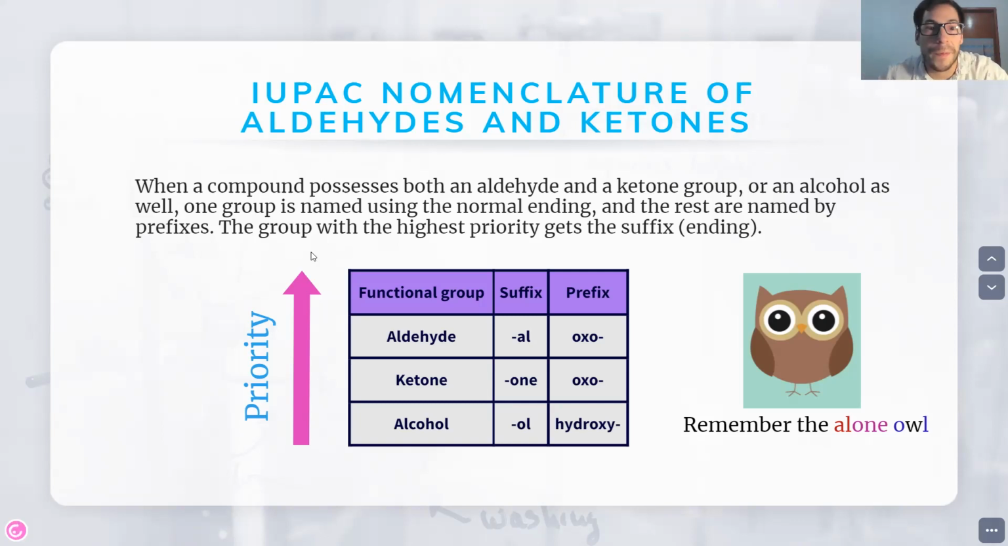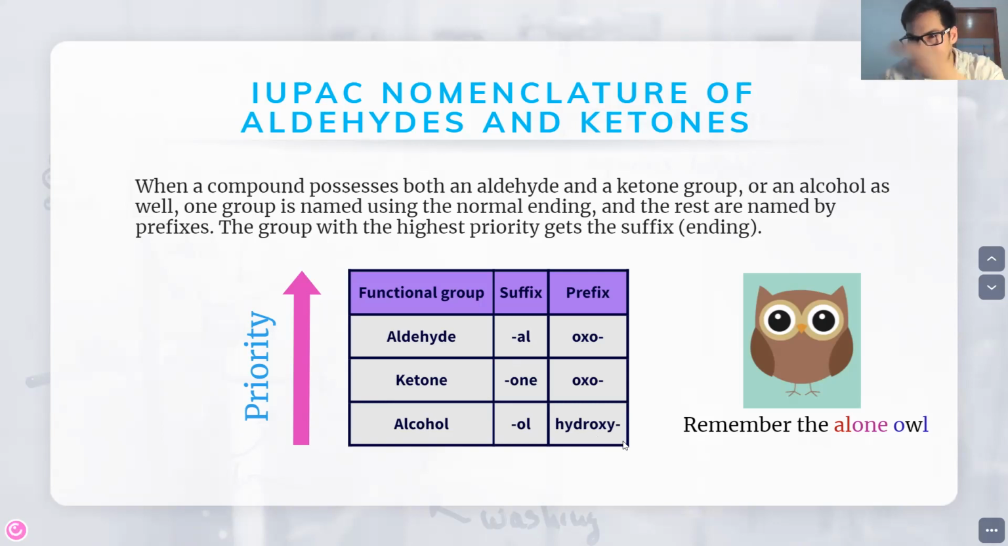Okay, let me explain the table. So if you find a molecule that has aldehyde groups, ketone groups, and alcohol groups, the highest priority has to be given to aldehydes. So the molecule will have the ending -al, okay, like pentanal, hexanal, okay? And the rest of the groups are going to be named using the prefix. So the ketone group will be named oxo, and the alcohol group will be named hydroxy.